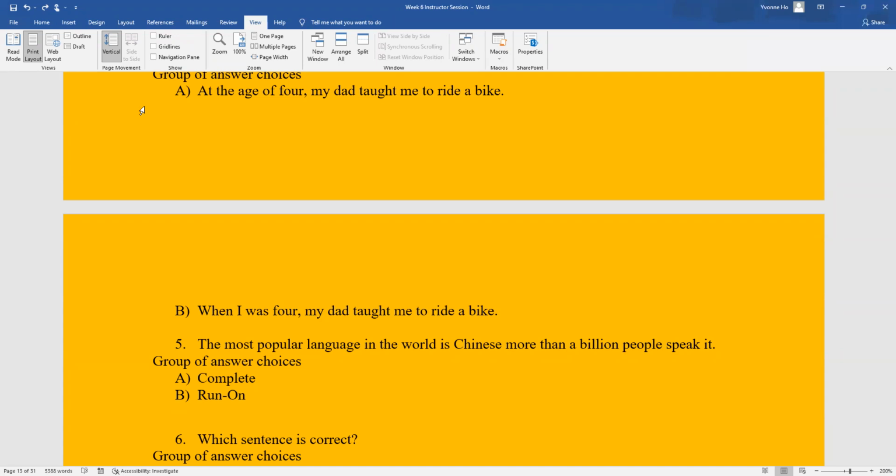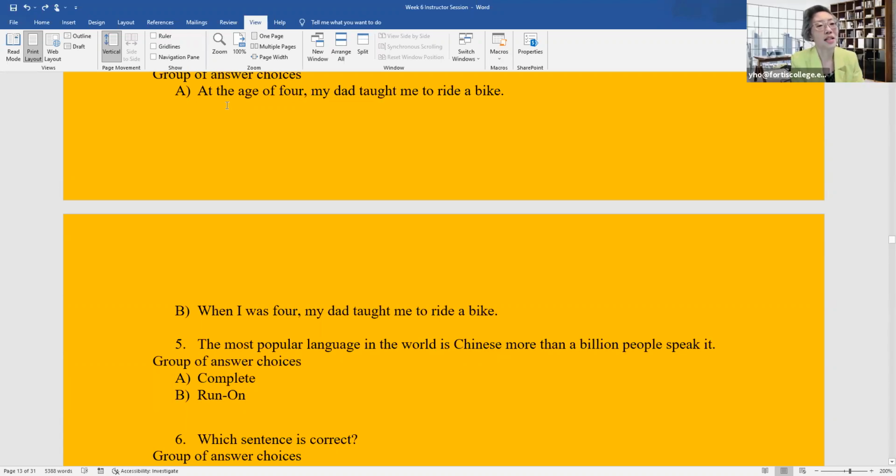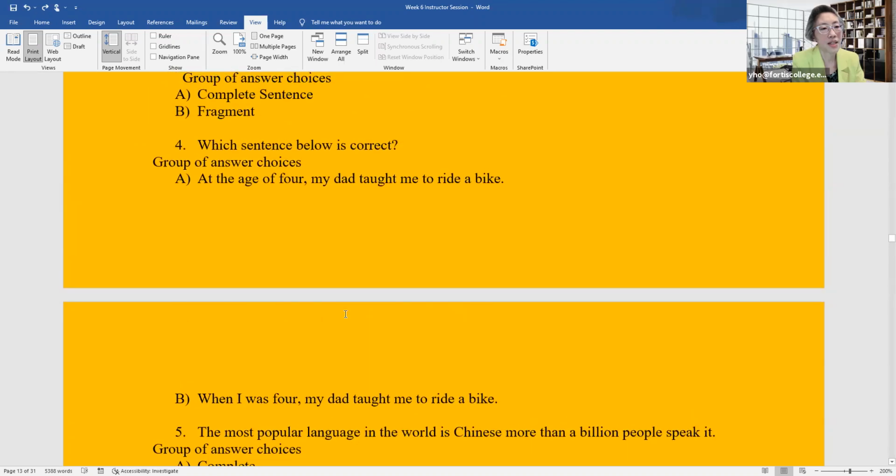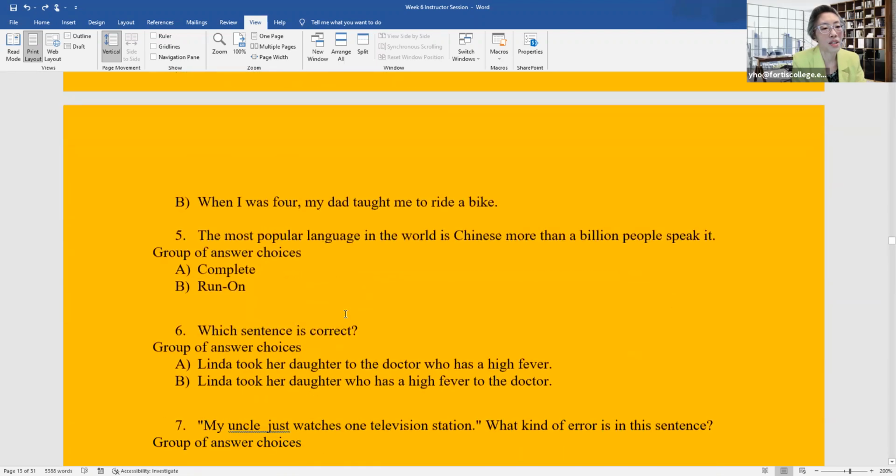That's the hint. Oh, okay. I'm going to go with B because it specifies who was 4. Excellent. Yes, this is a dangling modifier because we're missing who was 4. Your father was 4 years old when he taught you to ride a bike. So, when I was 4, my dad taught me to ride a bike. So that's the correct answer.